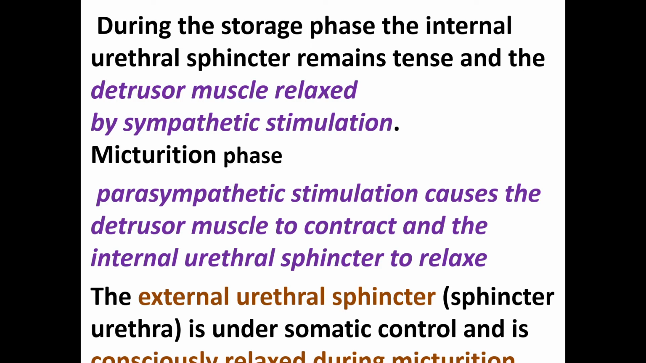Now, what happens during the storage phase? The storage phase is when you are not willing to empty your bladder, and you have not filled the bladder properly. The internal urinary sphincter remains tense, and the detrusor muscle is relaxed. Tense means it remains contracted, and the detrusor muscle is relaxed by sympathetic stimulation. I have told you earlier the sympathetic nervous system is concerned with the storage phase. S for sympathetic, S for storage.